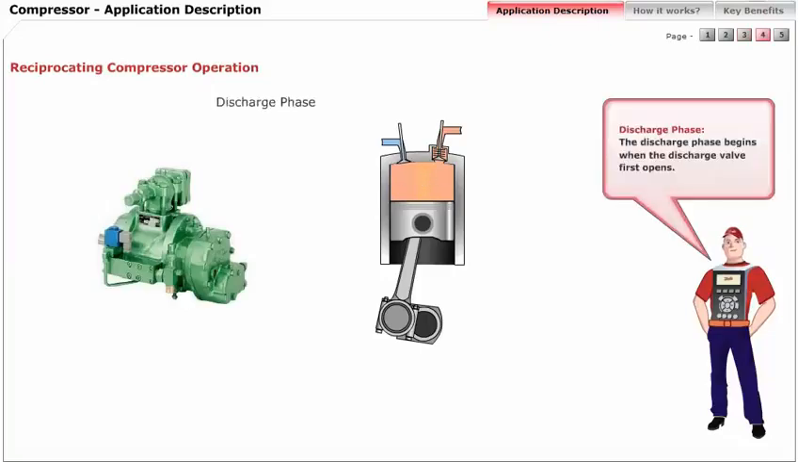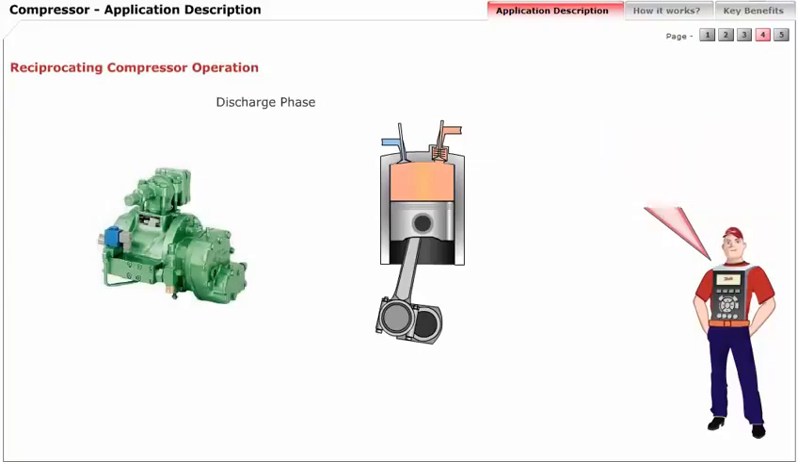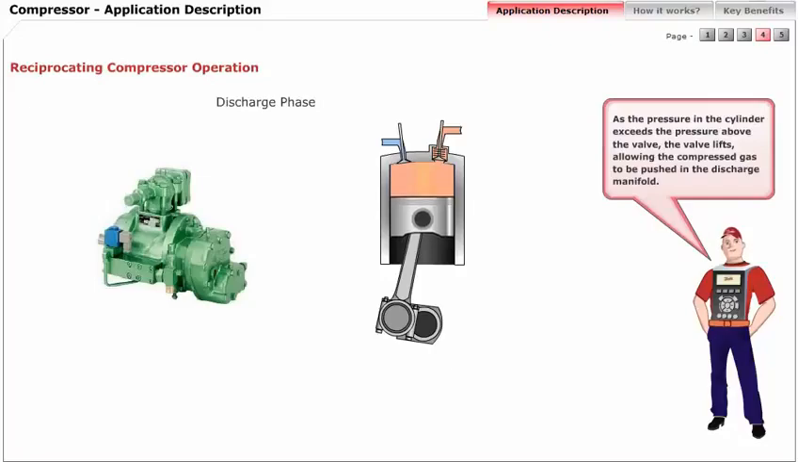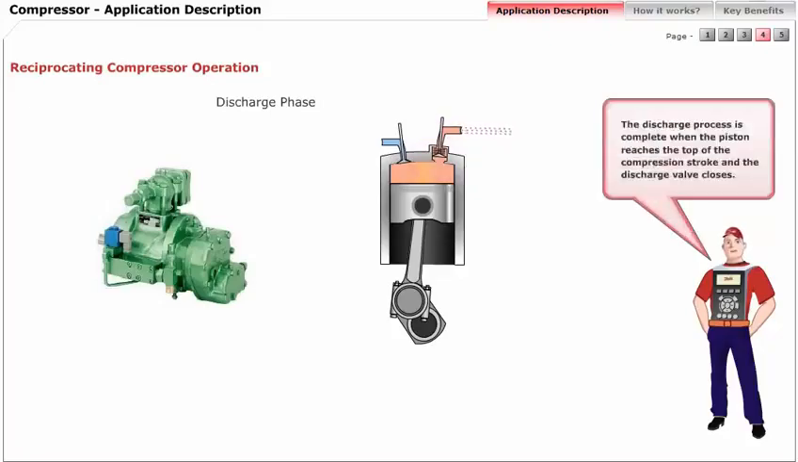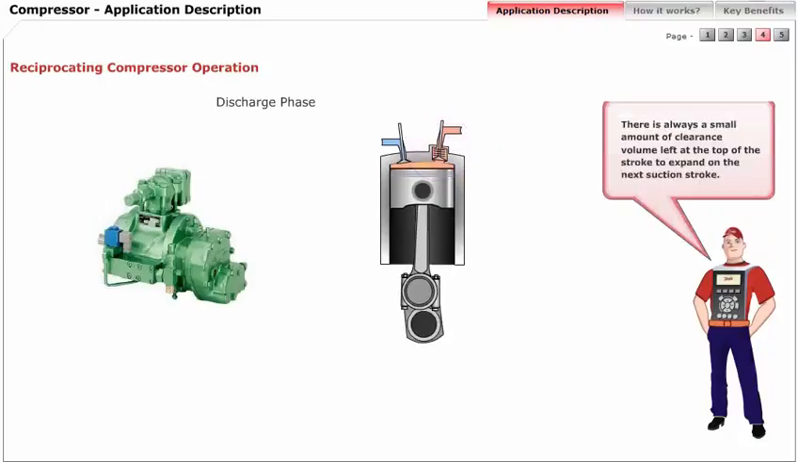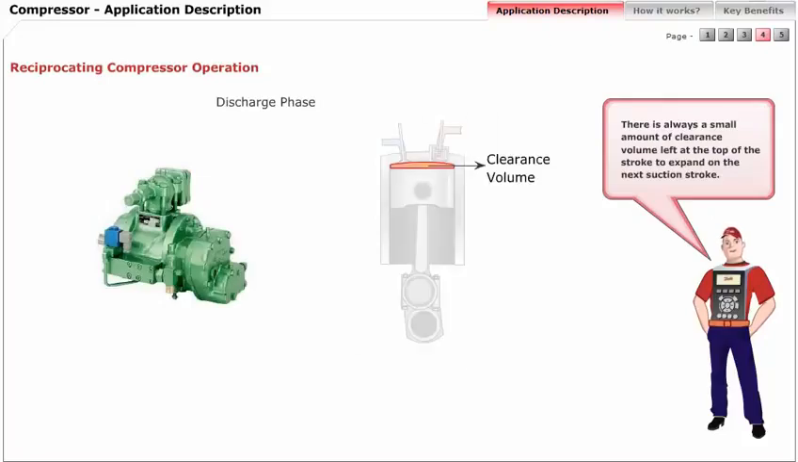Discharge phase. The discharge phase begins when the discharge valve first opens. As the pressure in the cylinder exceeds the pressure above, the valve lifts, allowing the compressed gas to be pushed into the discharge manifold. The discharge process is complete when the piston reaches the top of the compression stroke and the discharge valve closes. There is always a small amount of clearance volume left at the top of the stroke to expand on the next suction stroke.